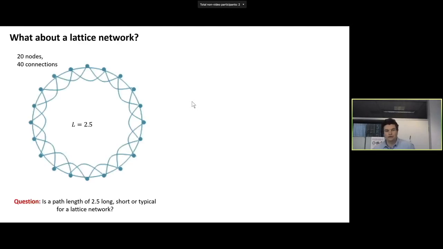Let's now move on to this network. This is a bigger network. This is a lattice network. And we see that the average path length is 2.5. So we have to traverse 2.5 connections to get between any pair of nodes. And we ask the same question, is 2.5 long, is it short, or is it average?